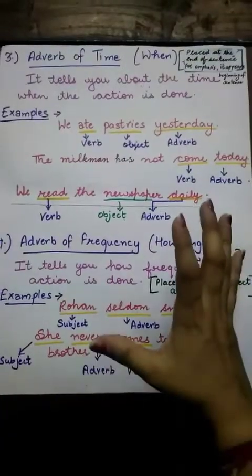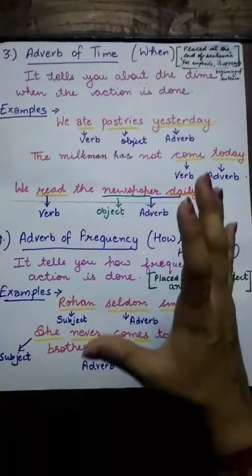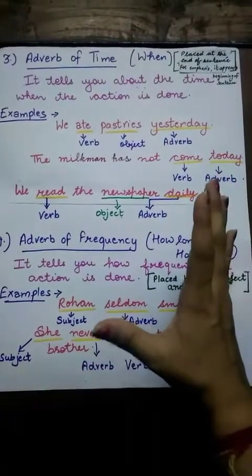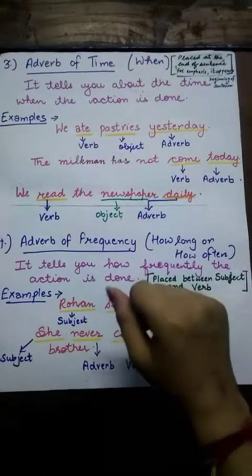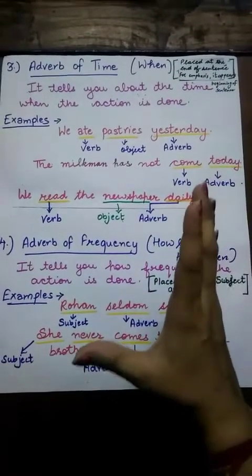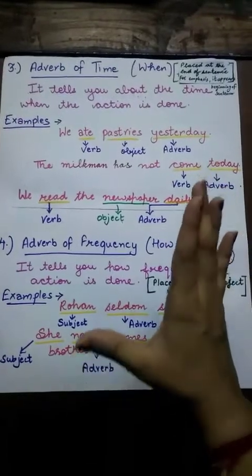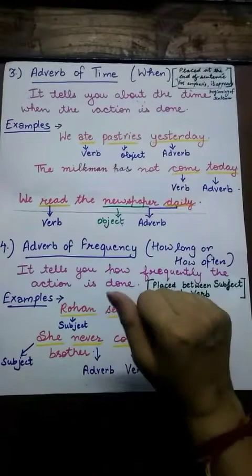Now let's talk about the third kind of adverb, that is adverb of time. It tells you about the time when the action is done. Now it is placed at the end of the sentence, or for putting emphasis on the verb, it appears at the beginning of the sentence.